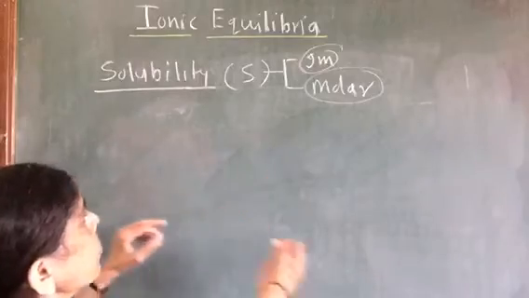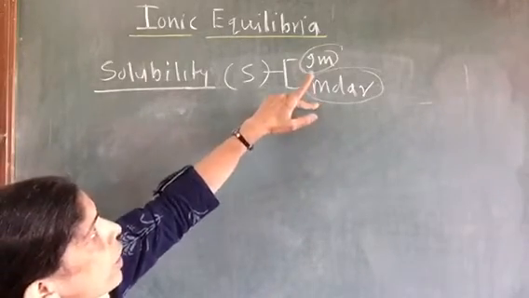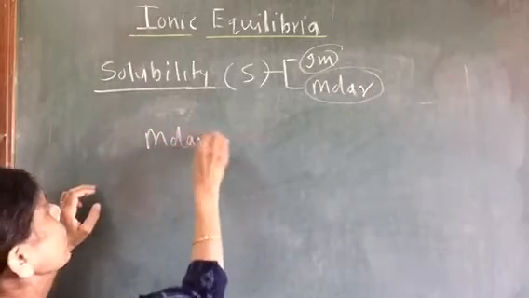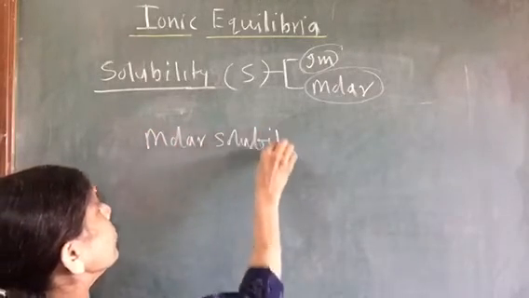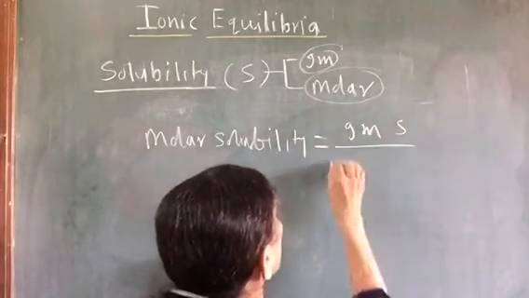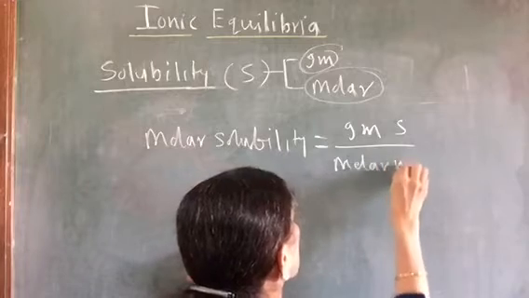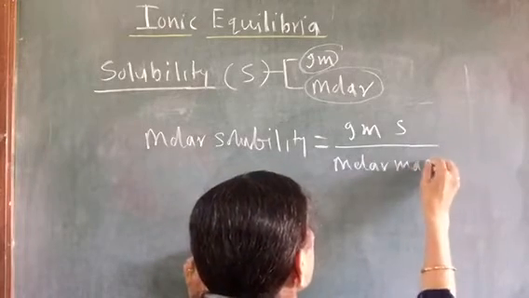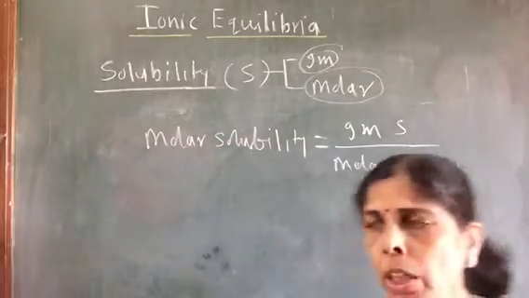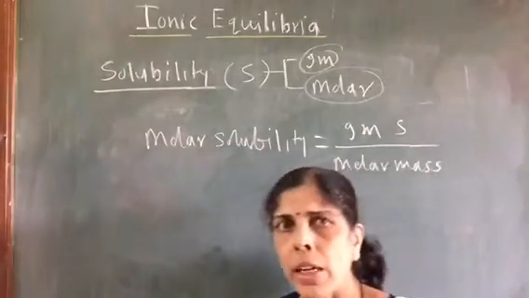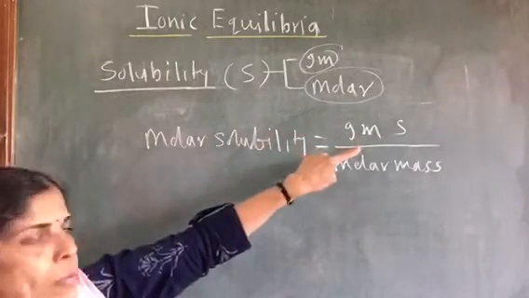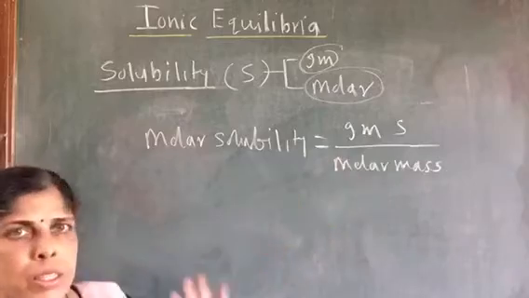Now, molar solubility can be converted into gram solubility. Molar solubility is equal to gram solubility upon molar mass. You know how to convert the weight in grams into the number of moles? Whatever the weight is given, you divide by molar mass, and that becomes the number of moles. Like that, molar solubility is equal to gram solubility upon molar mass.